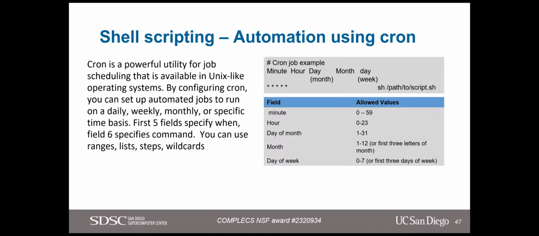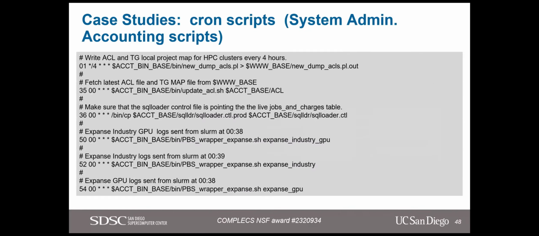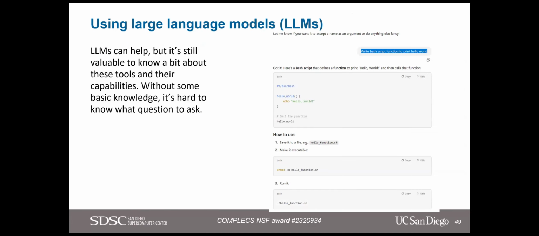For example, our system admins here manage our accounting using the crontab. We update our ACL file, to let us know who can run on the system, every 4 hours. We update users on the system every hour. We send usage notifications overnight. So all this can be done. They're all written in Bash, they're all written in scripts, and they're all run by putting an item in the cron.